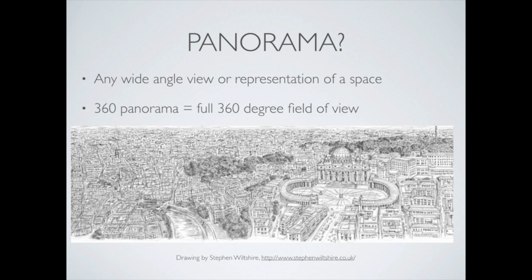A 360 panorama is a full 360 degrees. So it would be if I started here and I turned all the way around and I ended right there. It would be that view. A full 360 could be just 360 horizontal, but it also might be 360 vertical, where you're going all the way up to dead center and all the way down to dead center that way.